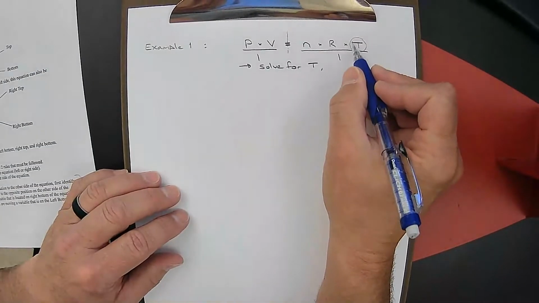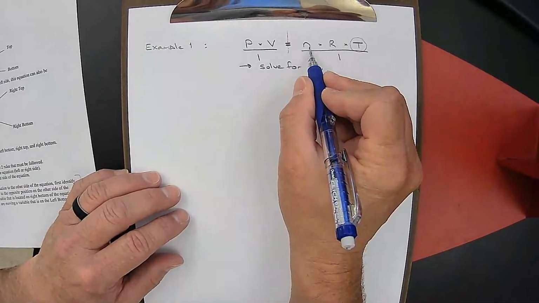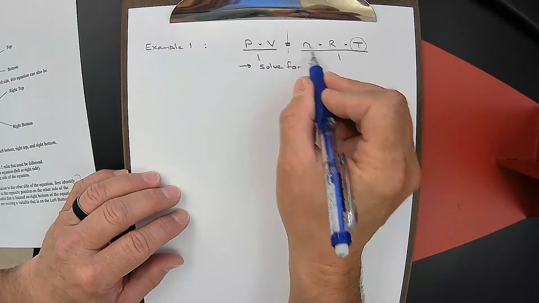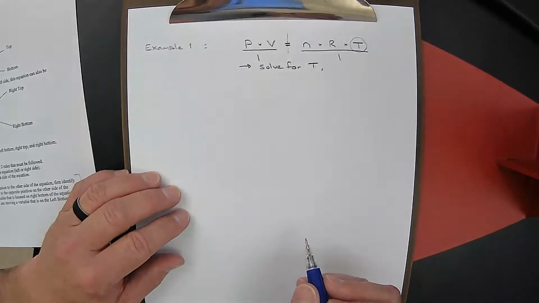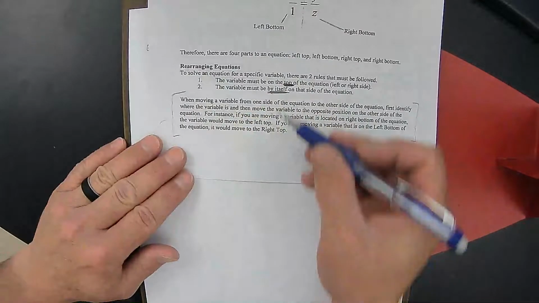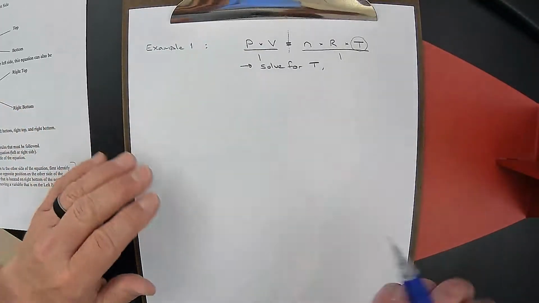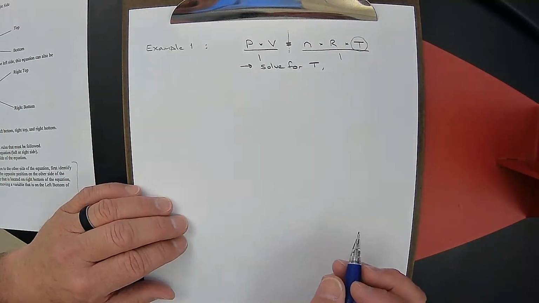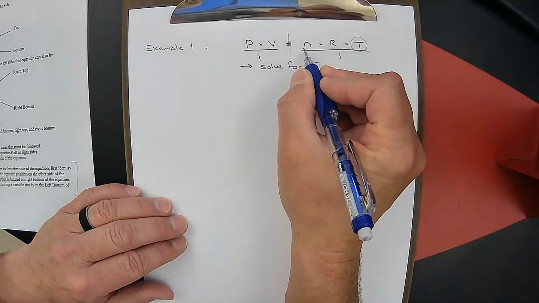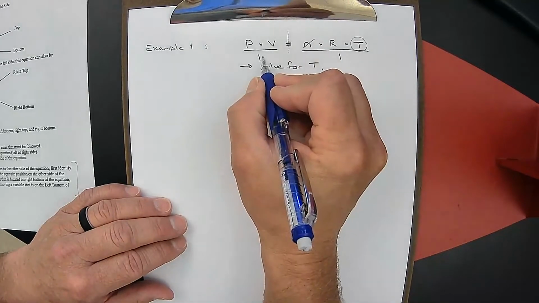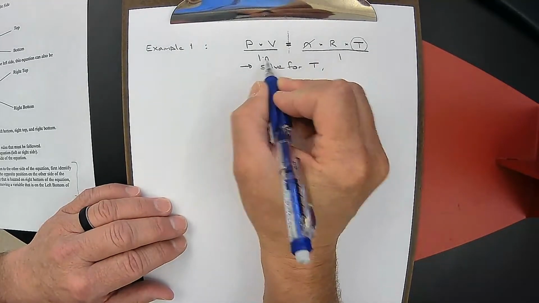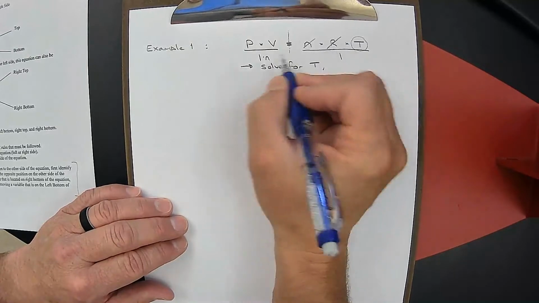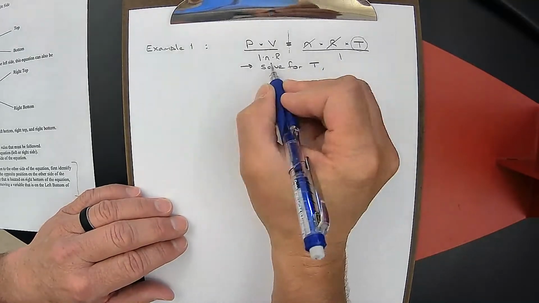So here's the temperature that we're trying to solve for. We need to move the number of moles, N, and R to the other side. The rule is, when you are moving, you move to the opposite. Math folks call this cross multiplying. So I'm going to move N from the top down to the bottom of the left, and I'm going to move R from the top right down to the bottom left.